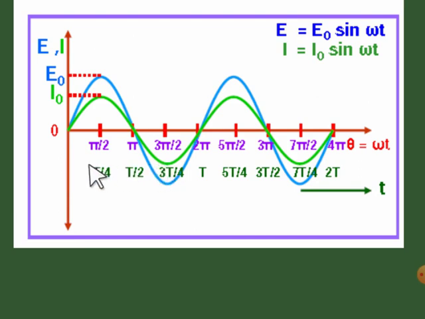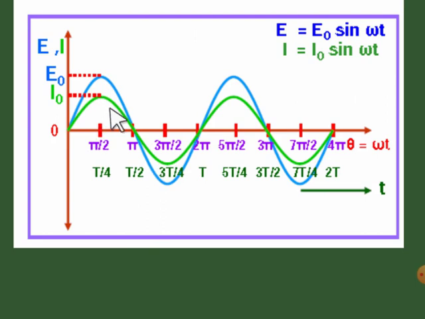Okay, so what happened when omega t comes to twice pi, that means 360 degree? We know that sine of 360 or twice pi will be equal to again 0. Similarly, E and I will both have 0 value. So that means it will come here again. So when you plot that graph, it will be just like this, of the shape of this.